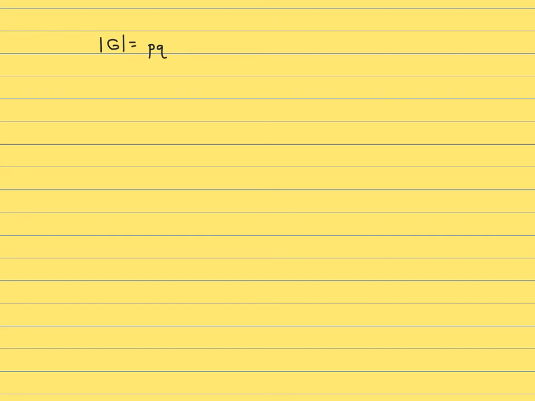Now let's look at groups of order pq, where p and q are primes and p is less than q. Now let's look at the possibilities for n_q, the number of Sylow q subgroups. Well, it has to be congruent to 1 mod q, and yet it also has to divide p. And the divisors of p are either 1 or p.